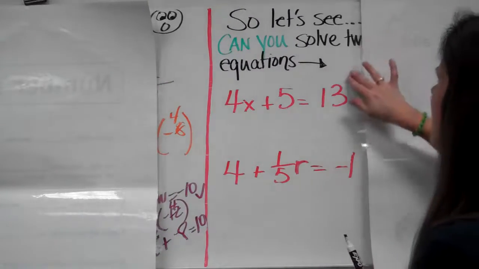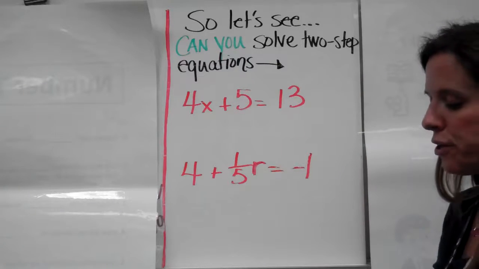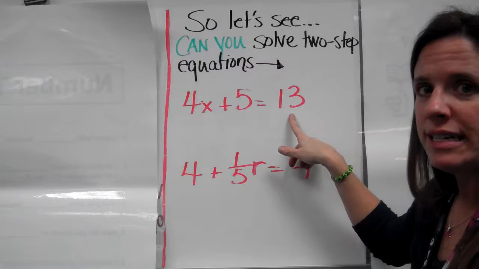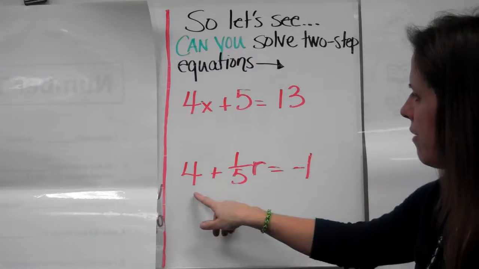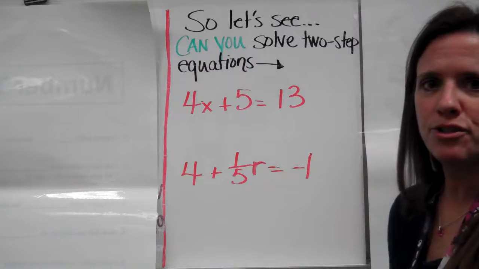So now let's see if you can indeed solve two-step equations. We have 2 for you to try. 4x plus 5 equals 13. Solve it and do a check. And 4 plus 1/5 times r equals negative 1. Solve it and do a check for tomorrow.